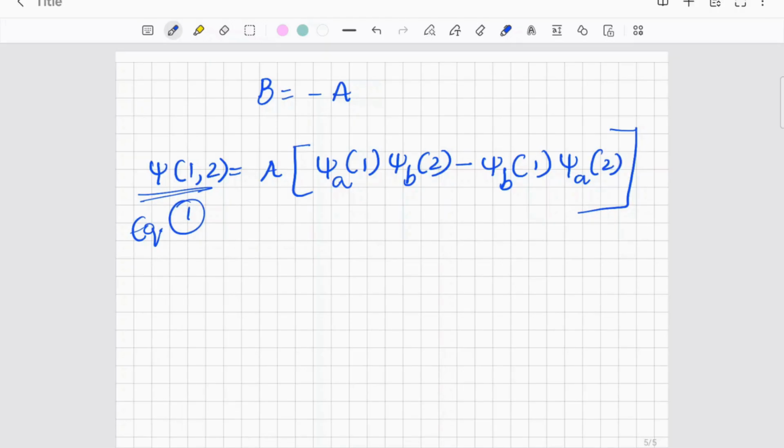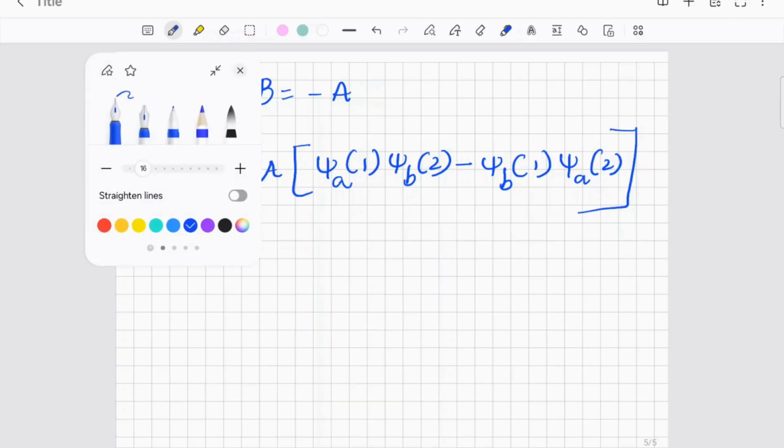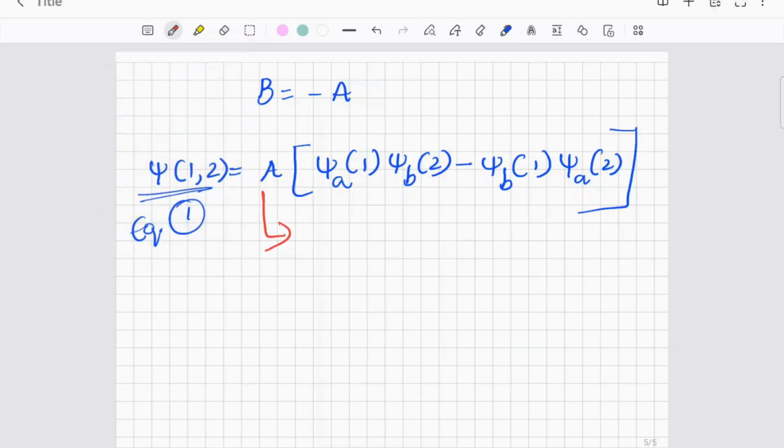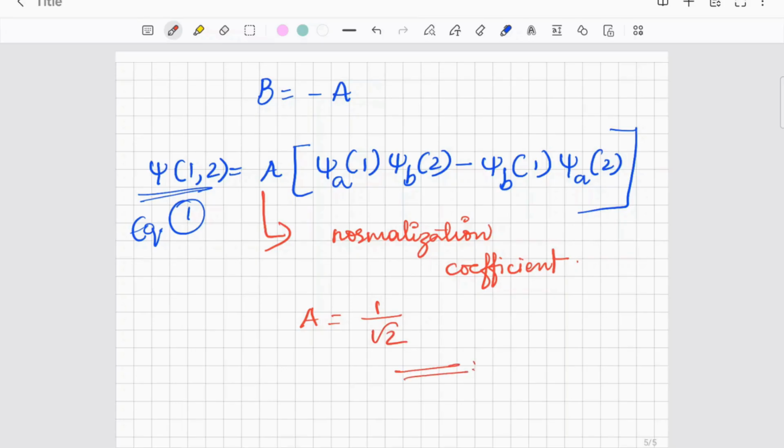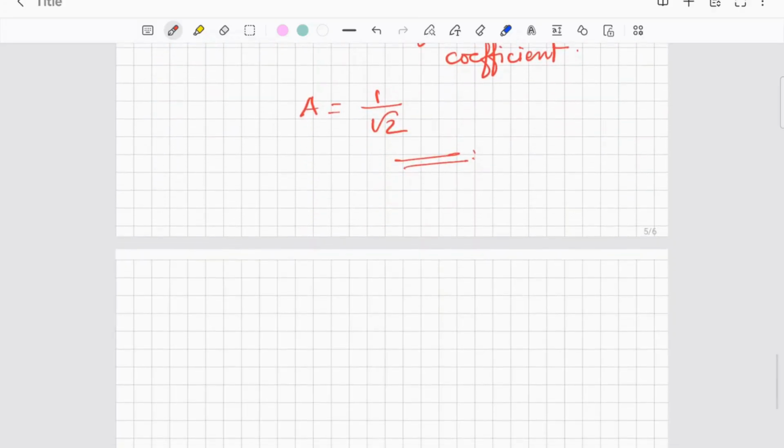Here a is the normalization coefficient. When you solve the normalization condition to find a, you get a equal to 1 by root 2. I'm not paying more attention to this because our aim is to see why electrons can't occupy the same state. Now we'll come to Pauli's exclusion principle.